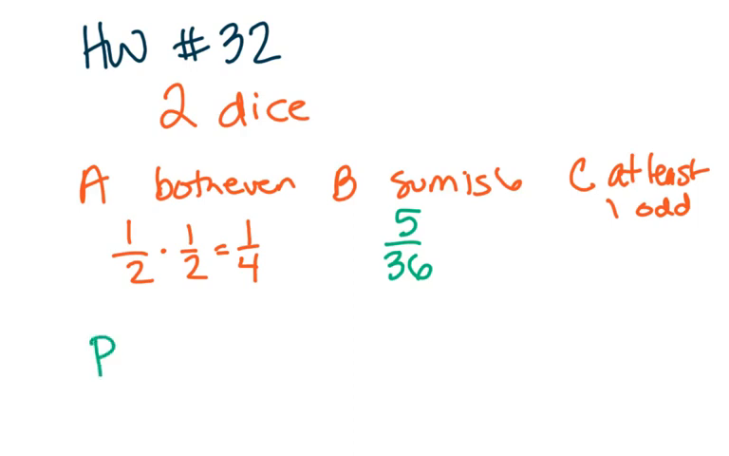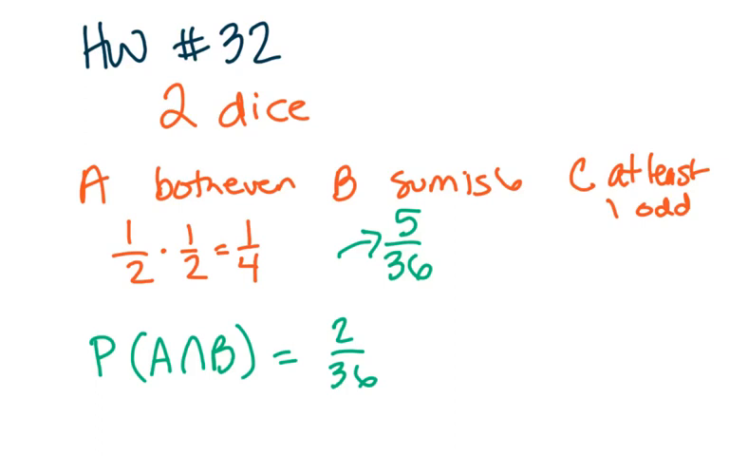So the probability of A and B, we're going to find that. And so the probability of A and B is 2 out of 36. And that's because of these 5, there's only 2 of them that they're both even, and that's a 2 and a 4 and a 4 and a 2. Those are the only ones that they're both even and they have a sum of 6. All the other ones have an odd number. So 2 out of 36 is the probability of A and B. That's equal to 1/18, and it's approximately equal to 0.055.